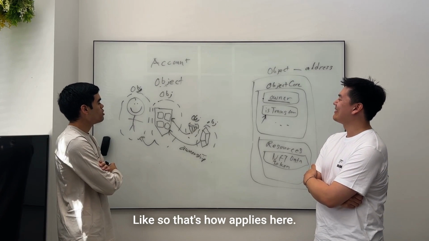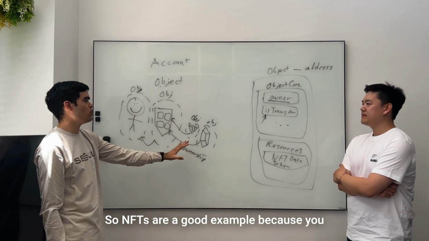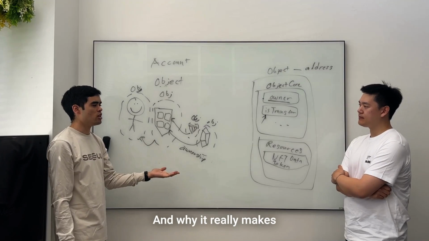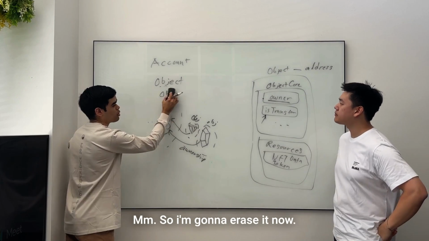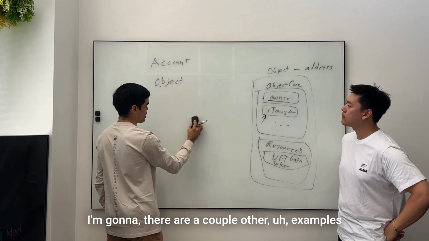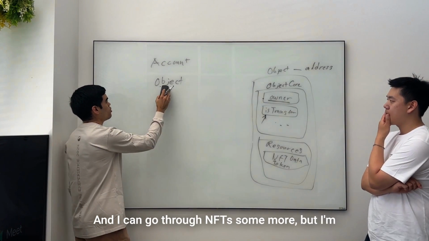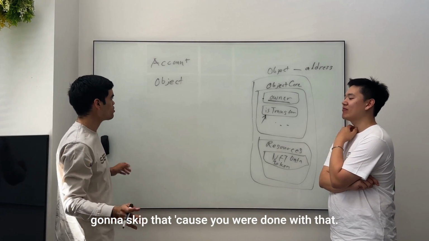So that's how it applies here. NFTs are a good example because you can understand why ownership matters, and why it makes composability really nice. I'm going to erase it now. There are a couple other examples of how objects become really powerful. I can go through NFTs some more, but I'm going to skip that because we're done with that.